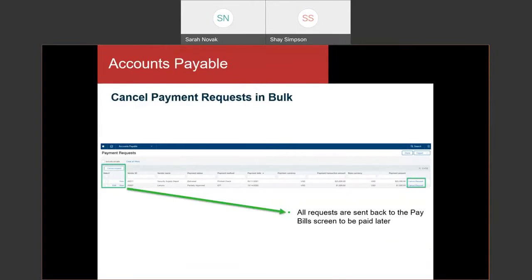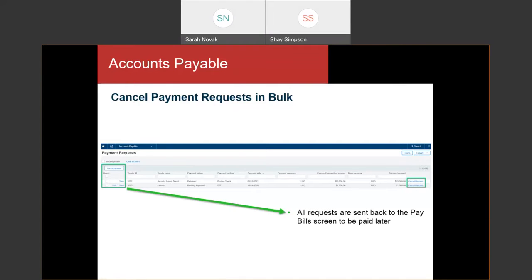All right, so we're going to dive into accounts payable first and foremost. You are going to be able to cancel payment requests in bulk. This is something that has been requested within the community for a while now. You've always been able to come in and cancel payment requests individually, but now we can do them in bulk. And this actually sends all of these bills back to the bill pay screen so they can be paid at a later time.